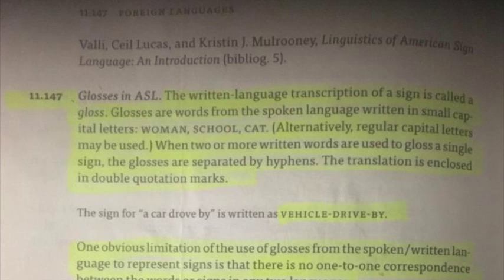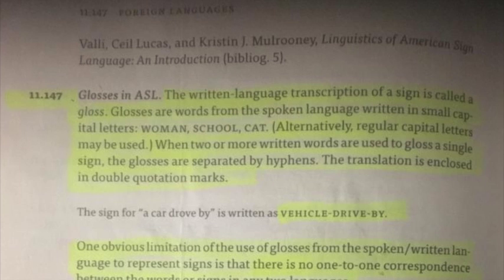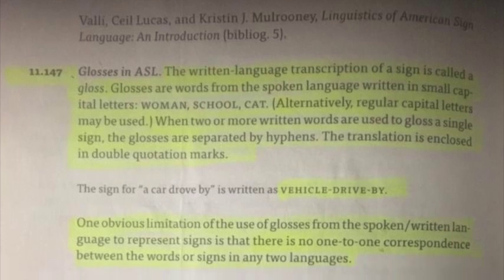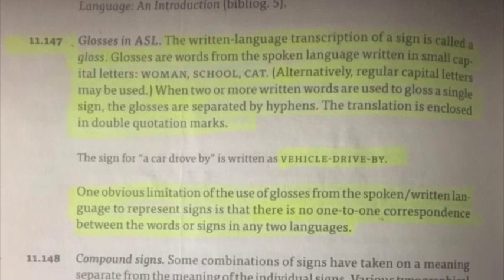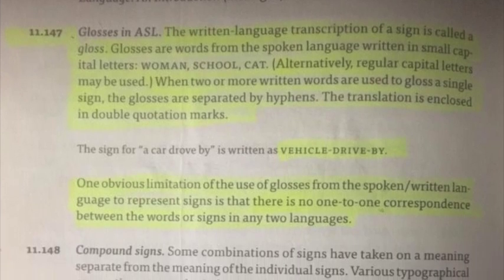When two or more written words are used to gloss a single sign, the glosses are separated by hyphens. The translation is enclosed in double quotation marks. So as we saw earlier about glosses being words from the spoken language, we saw woman, school, cat. Now, when you want to put something like a sentence, let's look at a sentence: a car drove by.